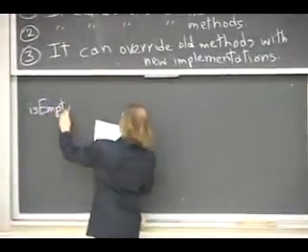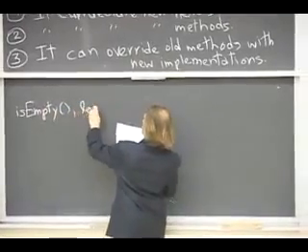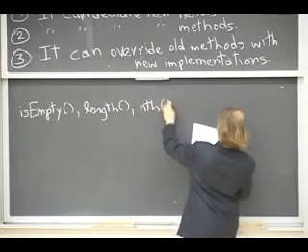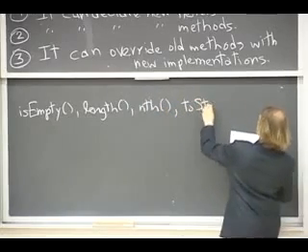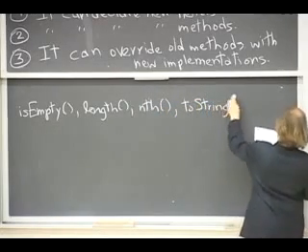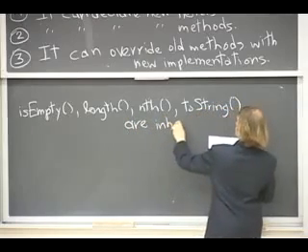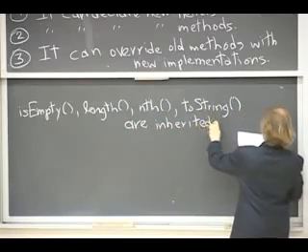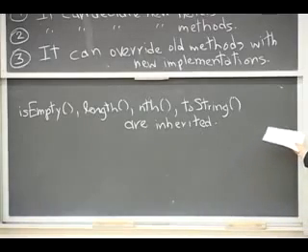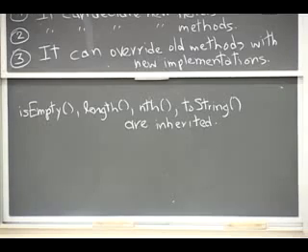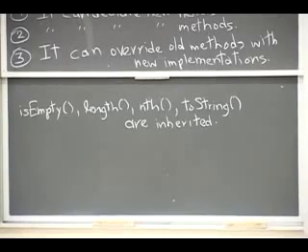Like isEmpty is still the same. Length is still the same. Nth is still the same. ToString is still the same. Those are all just inherited, and we don't need to change them. So we've saved ourselves a lot of work. Instead of having to rewrite the whole class or copy all the code from the old class to the new class, we just inherit it. Makes life a lot simpler.